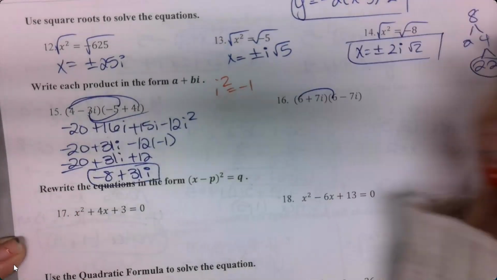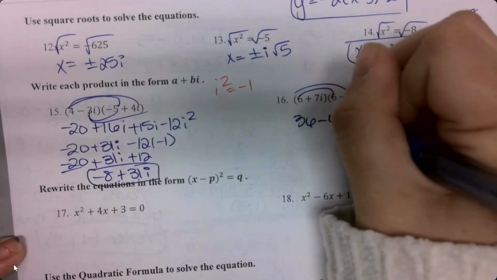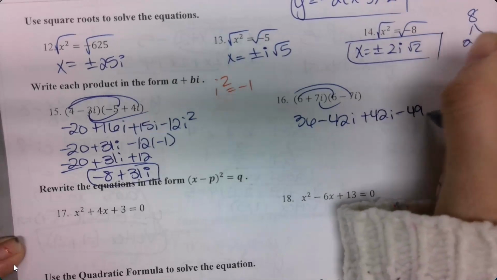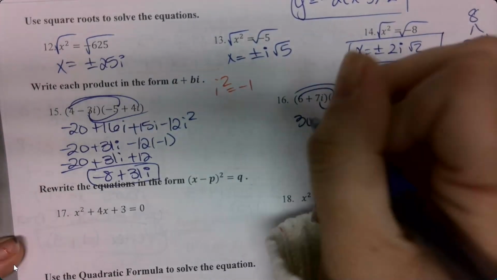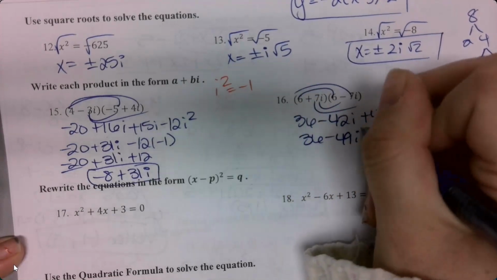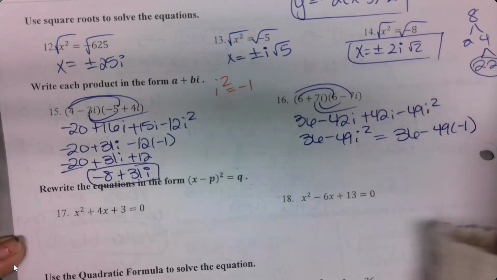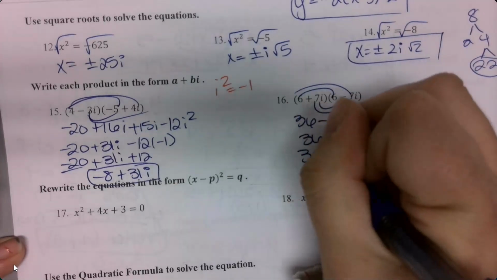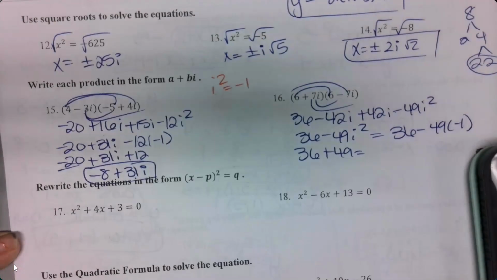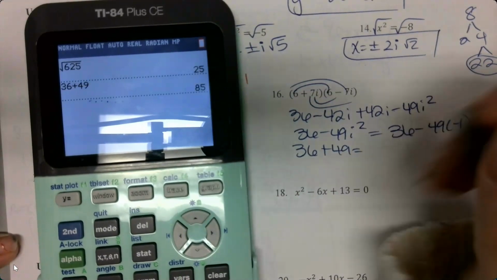Over here I want to FOIL. That's going to give me 36 minus 42i plus 42i minus 49i squared. So it's going to be 36 minus 49i squared, which is 36 minus 49 times -1, which is 36 plus 49. I don't know that one. It's 85.